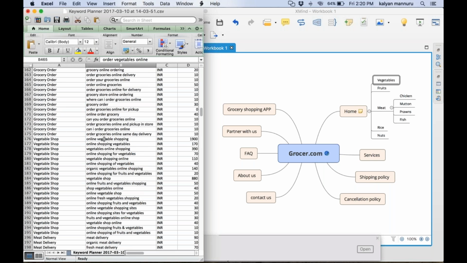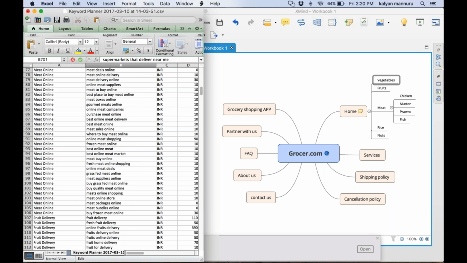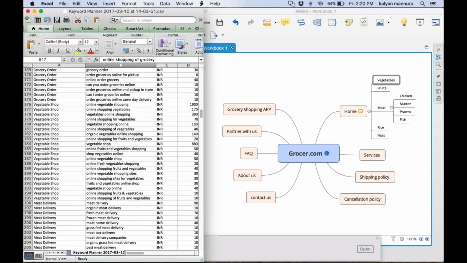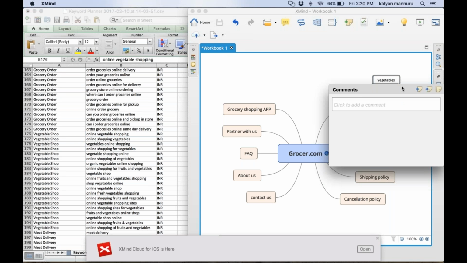Here it is. Online vegetable shopping has 1900 keywords. So probably I can go ahead and use that particular keyword instead of anything else. Cool. So as I told you, the objective is to use the note section to write what should be my URL. The URL right now should be grocer.com slash online hyphen vegetable hyphen shopping. No underscores. It is not allowed.